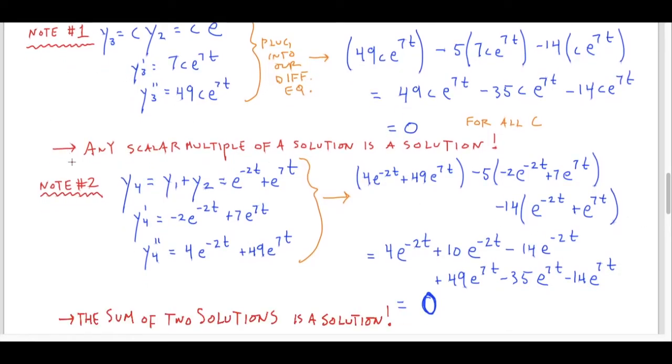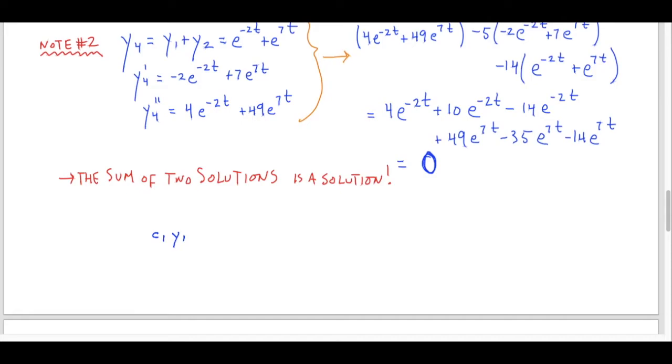First, from note 1, we see that any scalar multiple of a solution is also itself a solution. And then secondly, from note 2, we see that the sum of two solutions is itself a solution. So I'll take y1, multiply by a constant, say c1, same thing for y2, then I'll add those together. It turns out that this is the general solution of this differential equation.